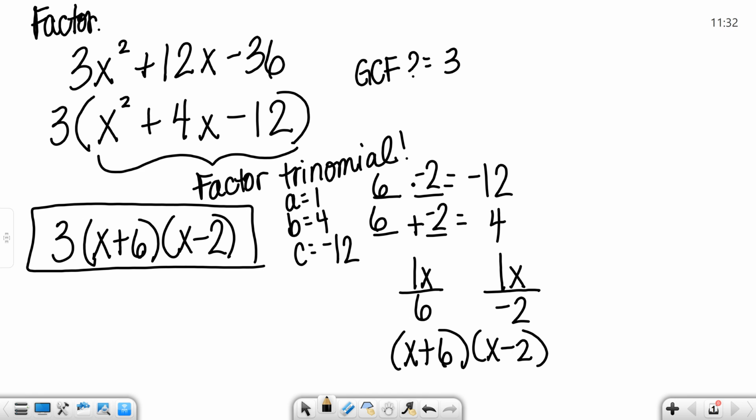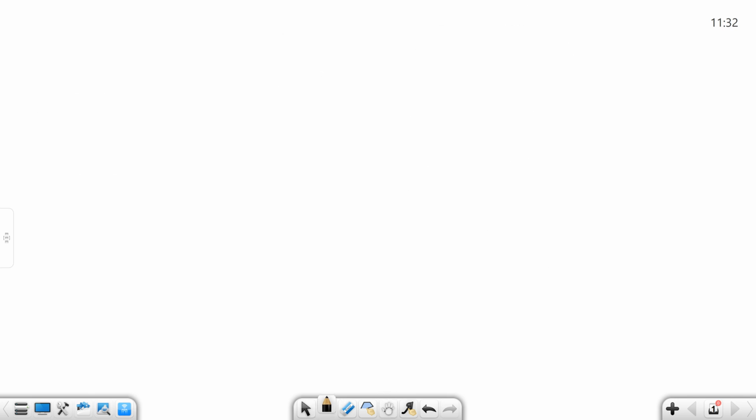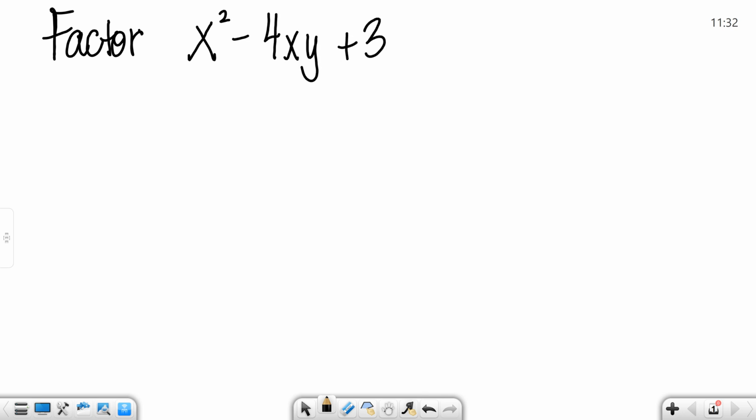And there's only one other kind of problem I want us to look at. Sometimes they're going to throw it out there where you have 2 variables, and that can get a little tricky. Okay, so there is not a greatest common factor. I do look for that first. There's not one.